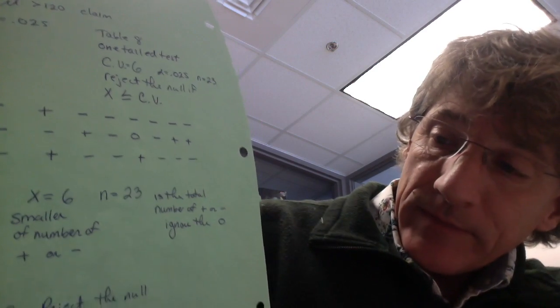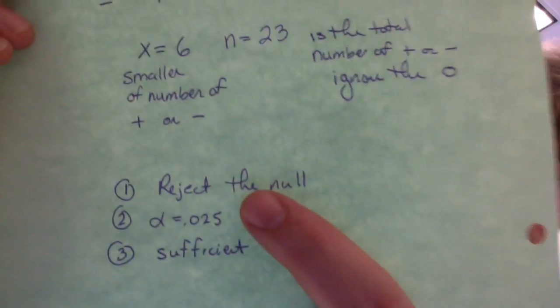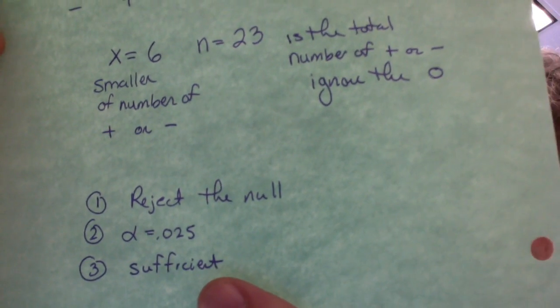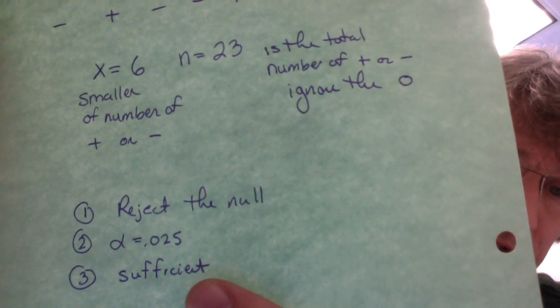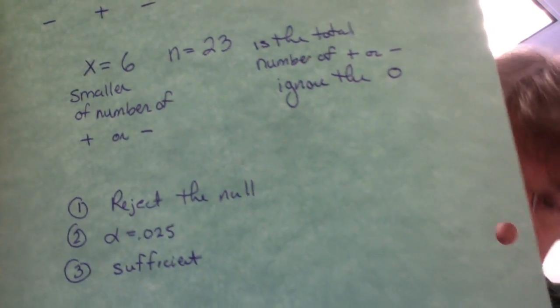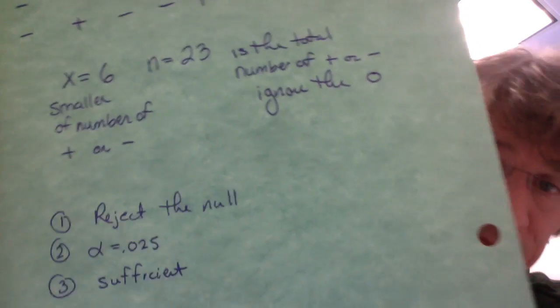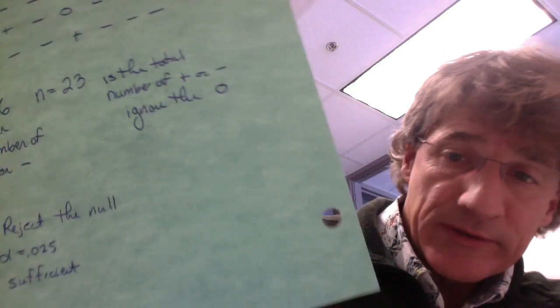So that means we're going to reject the null. Let me get this back in screen, sorry. Let's reject the null. Alpha is 0.025, and we would say sufficient evidence to support the claim, and then we'd restate the claim. But again, I'm not averse to you just saying, hey, it's sufficient to support the claim, or insufficient if it's insufficient evidence to support the claim.